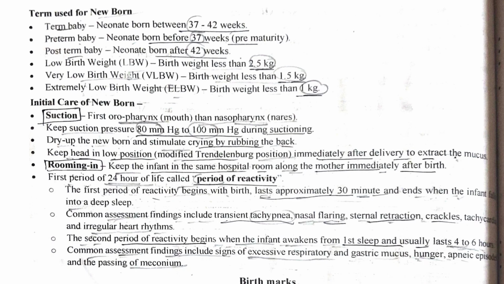Low birth weight: less than 2.5 kg. Very low birth weight: less than 1.5 kg. Extremely low birth weight: less than 1 kg.